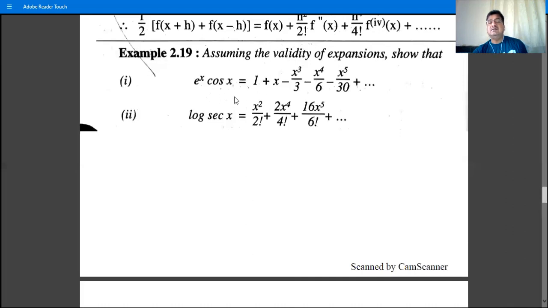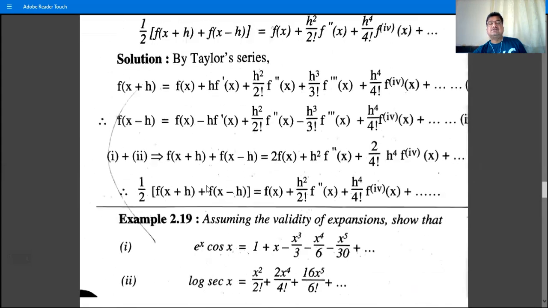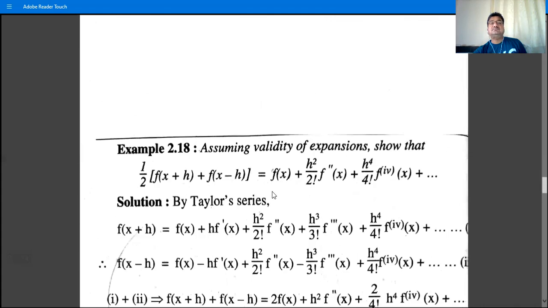And then write the Maclaurin's theorem that f of x is equal to f of 0 plus x f dash 0 plus x square by 2 factorial f double dash 0 plus x cube by 3 factorial f triple dash 0 plus x raised to 4 by 4 factorial f raised to 4 of 0 and so on. And just substitute the values, f of x as e raised to x cos x and the values of all the remaining. Similarly, for this problem, so solve these two problems, e raised to x cos x and log of sec x. Answers are given.